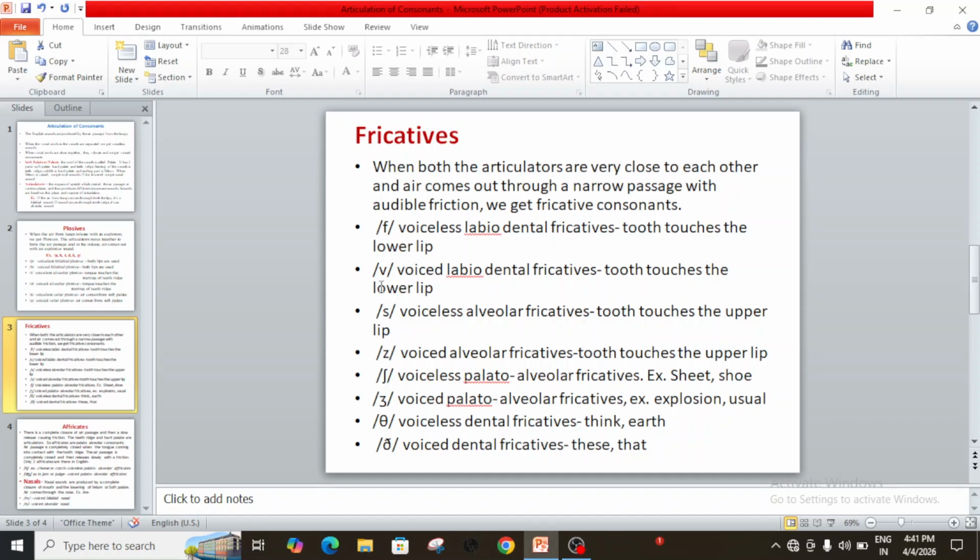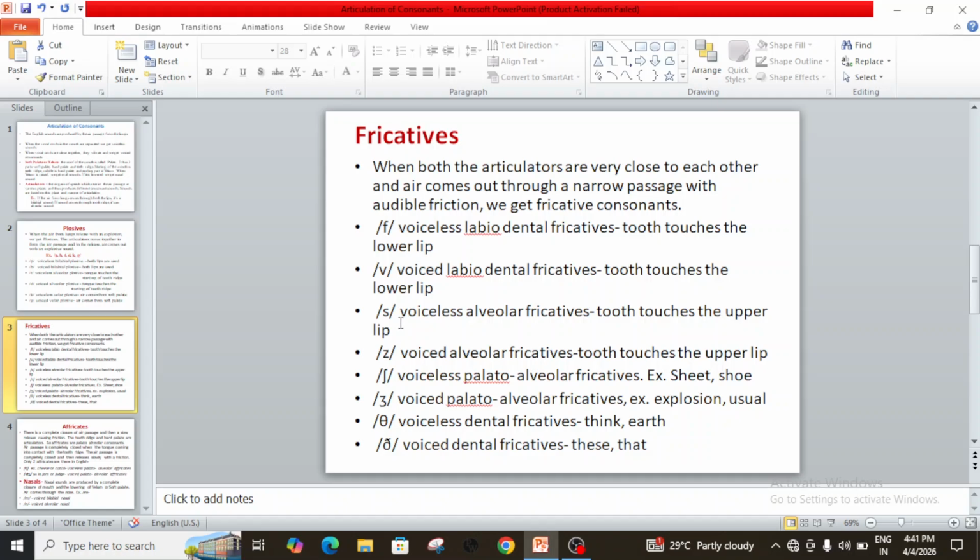Next is V. Here when we say V, vocal cords are vibrating, so it's voiced. It's a labio-dental fricative because the upper teeth touch the lower lip, so it is called a voiced labio-dental fricative.